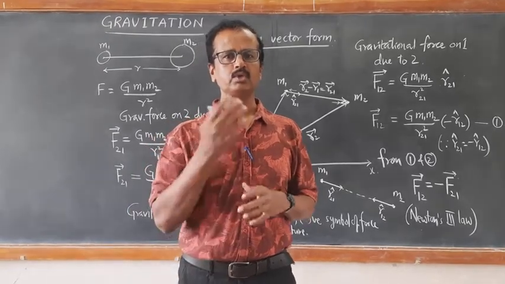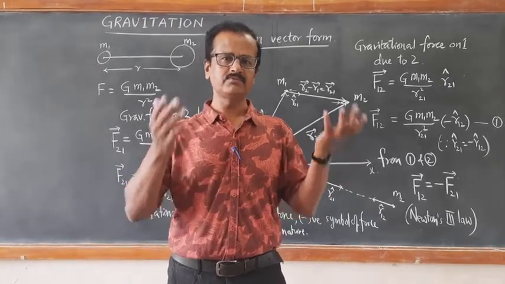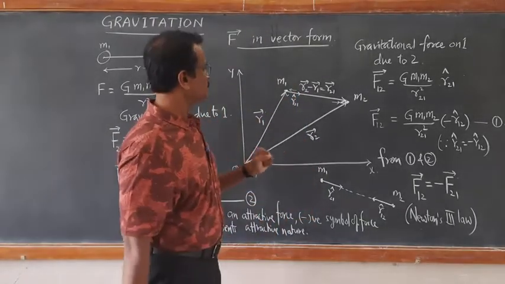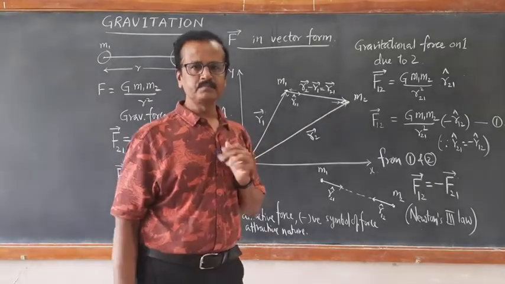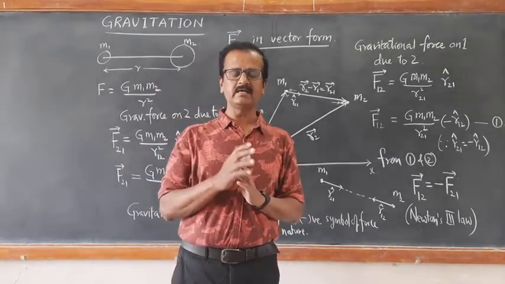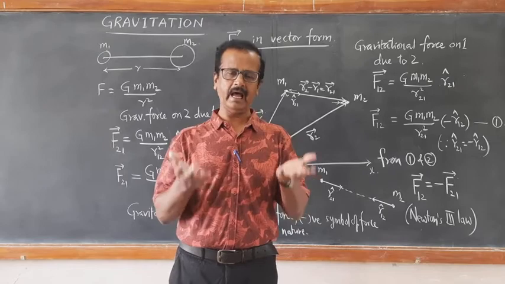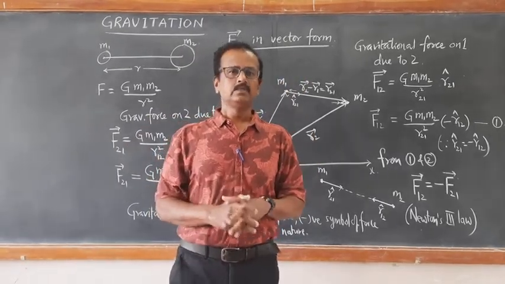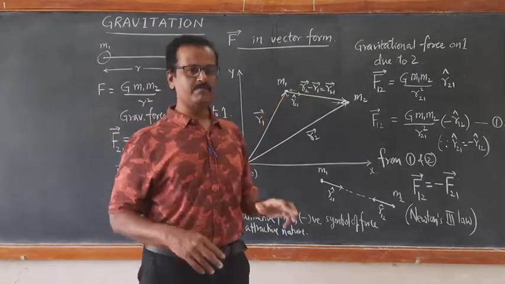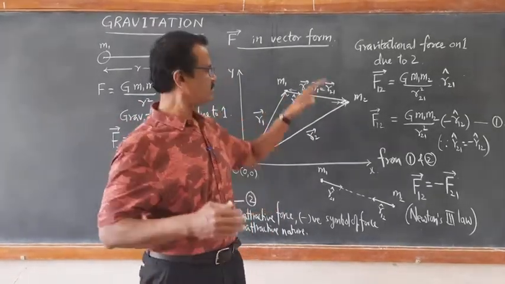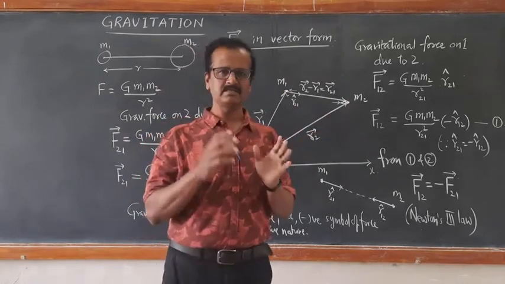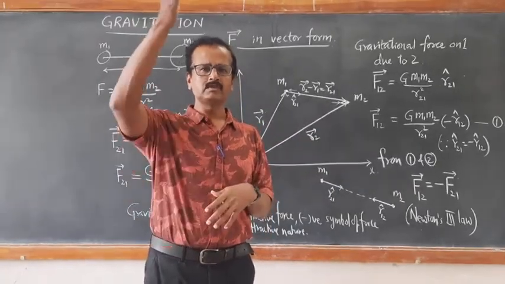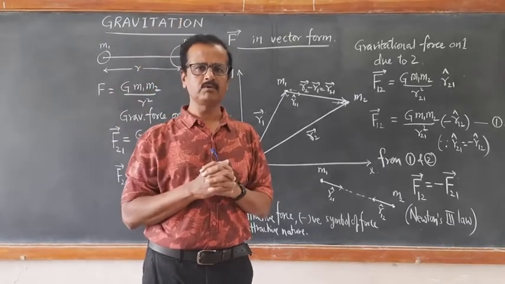Now I will ask you one question. A stone is thrown upwards. You know the stone falls back to the ground. Let us say the stone is of mass m2, and there is an attractive force between the earth and the stone. That's why the stone falls to the ground. Let us say the earth is of mass m1, and the mass of the stone is very, very small.